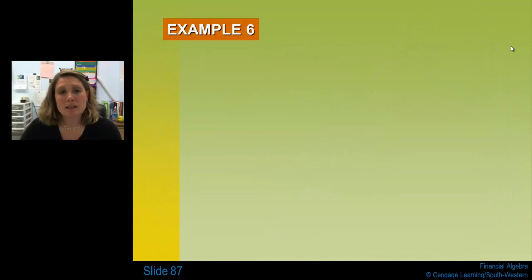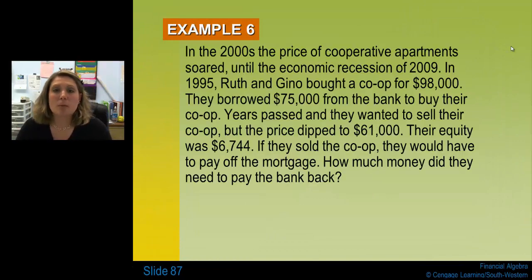And example 6. In the 2000s, the price of cooperative apartments soared until the economic recession of 2009. In 1995, Ruth and Gino bought a co-op for $98,000. They borrowed $75,000 from the bank to buy their co-op. Years passed and they wanted to sell their co-op, but the price dipped to $61,000.